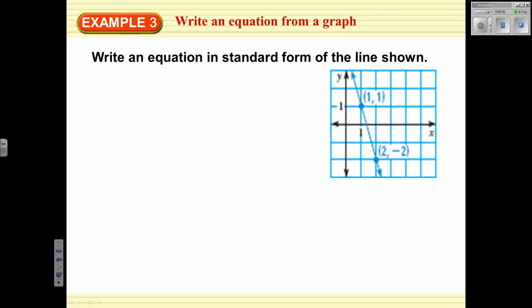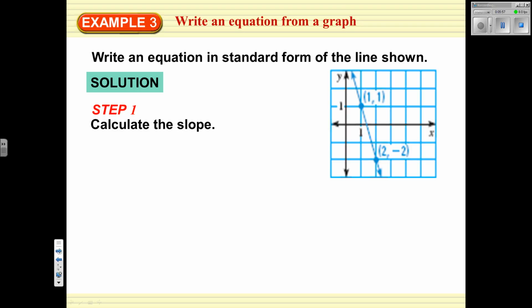So they're going to use the slope formula. They're going to calculate the slope with the slope formula. We could always calculate it this way. We're going down 3 and to the right 1. So my slope is negative 3 over 1, which is what they have shown. Negative 3 over 1, so my slope is just negative 3.